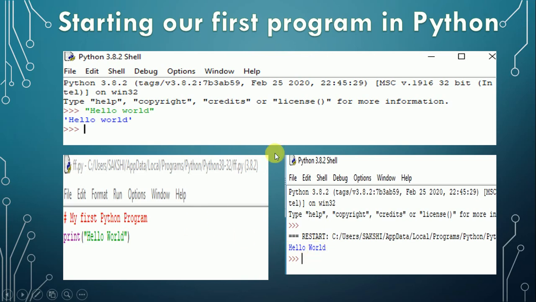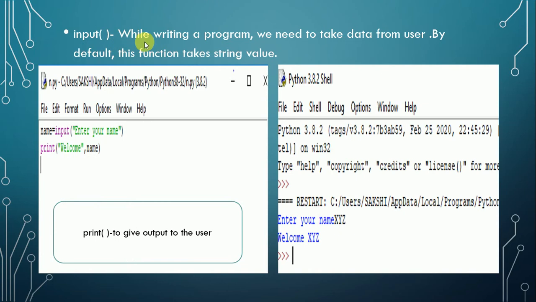Next is the input function. Basically, while writing a simple program, we work on two functions in script mode. One is the input function and one is the print function. While writing a program, we need to take data or input from the user. By default, the input function takes a string value. The input from the user is taken with the help of the input function, and the output is given to the user with the help of the print function.